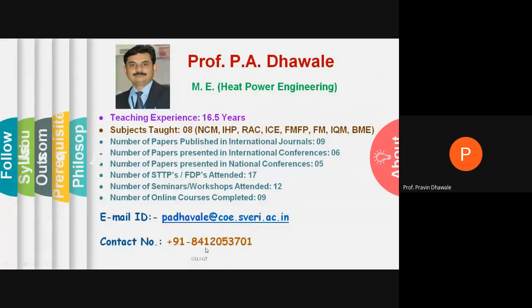And these are my contact details. My contact number is 84120 53701, and my email ID is PA. Please concentrate on the V. Because of a technical difficulty, I cannot use the W from my surname in my email ID, so instead of W there will be V. This is my institutional email ID at coe.seri.ac.in, and this is my personal contact number, and the same number is for WhatsApp.